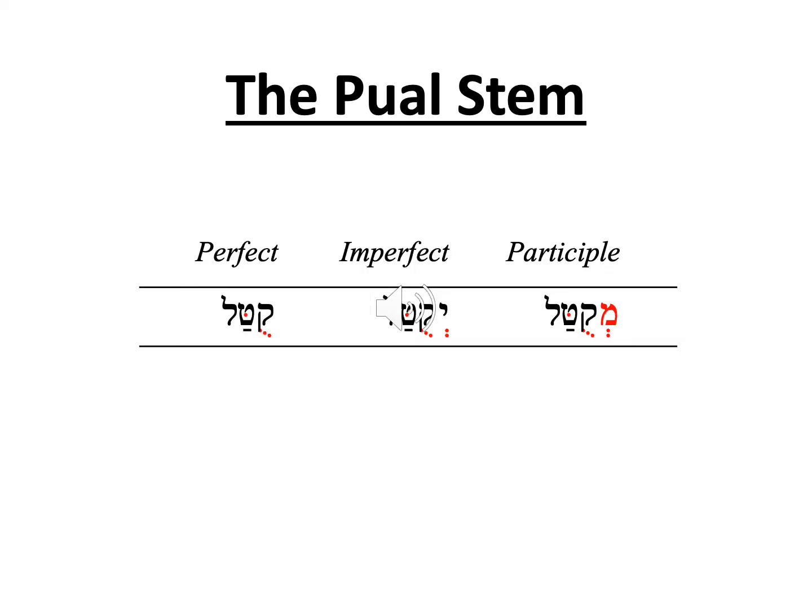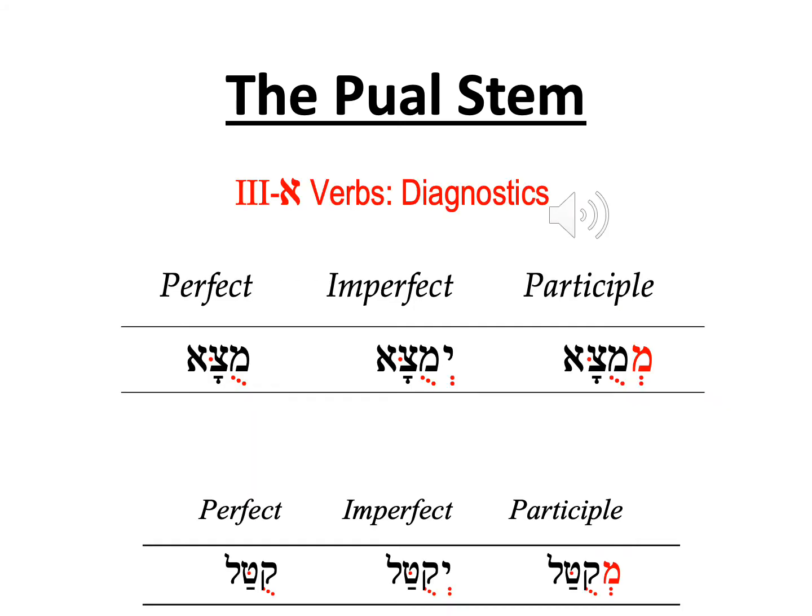Here is the entire Pual paradigm. Again, only 3 forms occurring in the Old Testament. As always, we have our weak roots to contend with. The third aleph verbs do not take a patach like the rest of the Pual. Instead, because of the presence of that guttural, they will take a kametz. They will still, however, take a kibbutz under the first root letter and a dagesh in the second root letter.